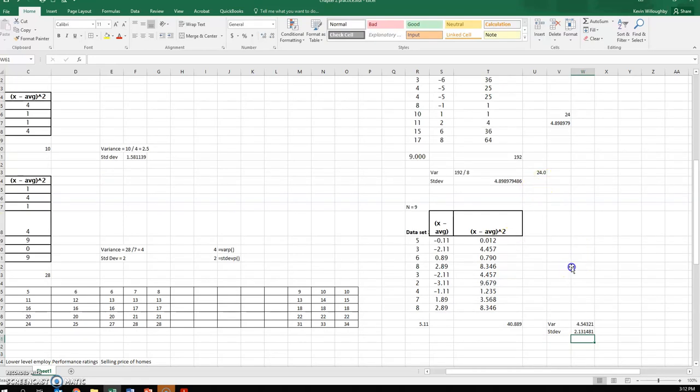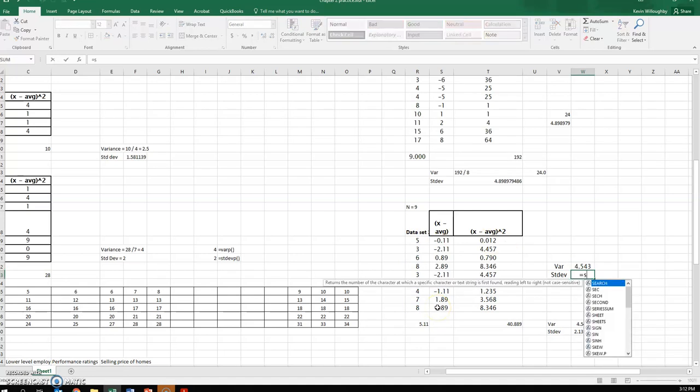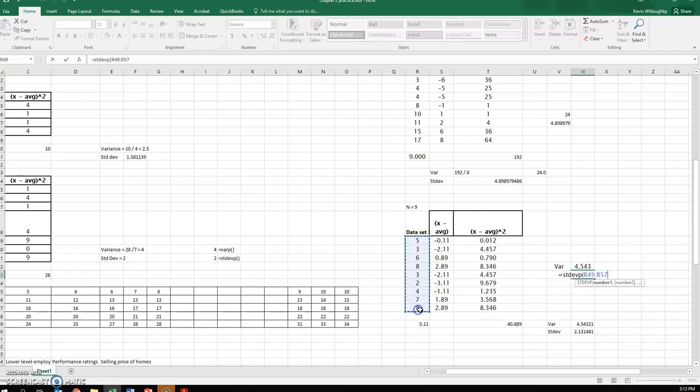So we can also verify using Excel in the functions that we have. VARP, highlighting all the pieces of data in our data set. We get a variance of 4.543, which is the same as what we calculated. And same thing with our standard deviation. There's going to be some rounding differences.